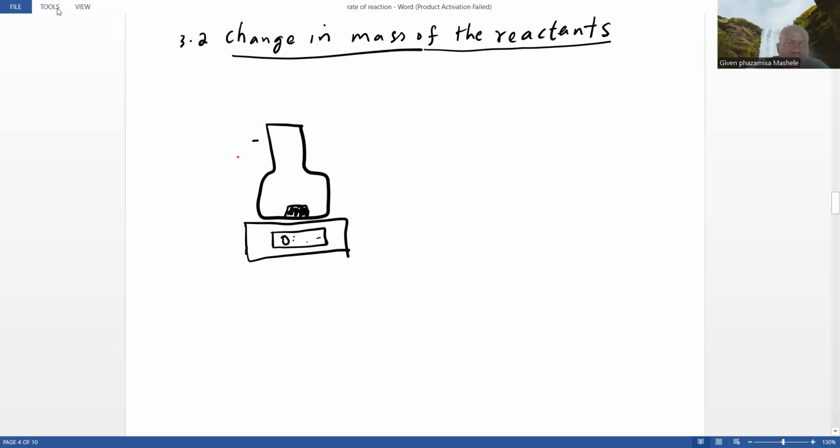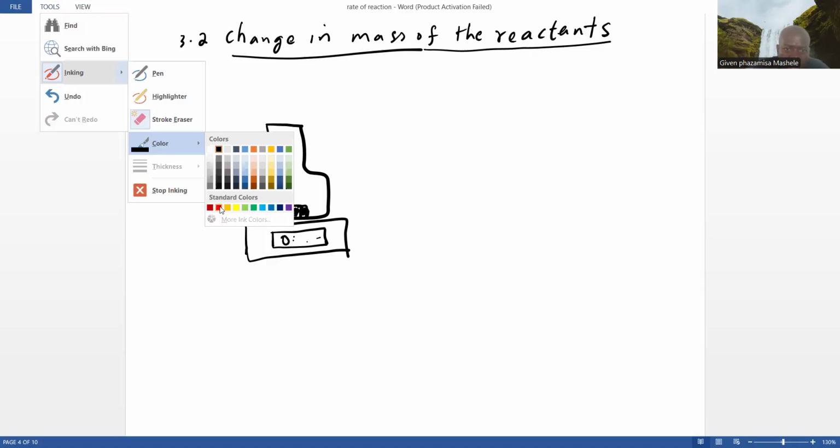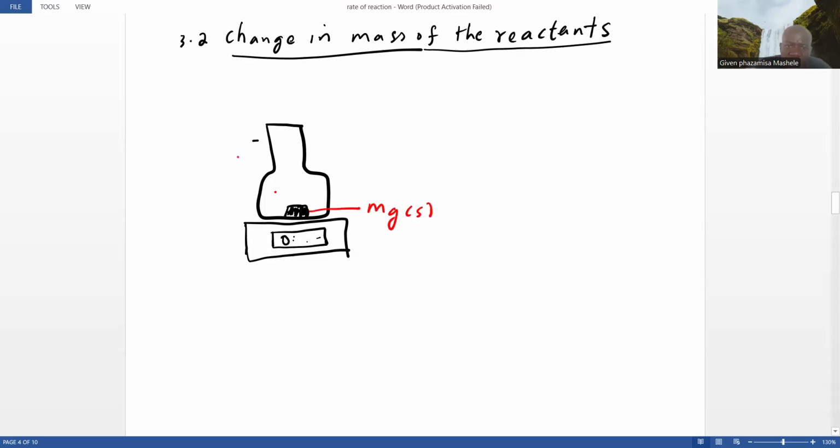Right, let's call this magnesium, so magnesium is Mg. It's a solid. Then inside this, we also use hydrochloric acid as a solution, HCl (aq). Obviously, this reaction has to take place. Then initially we'll measure the mass of magnesium before adding this acid.